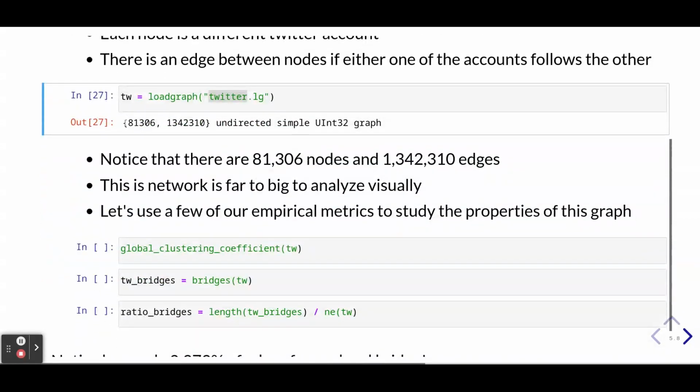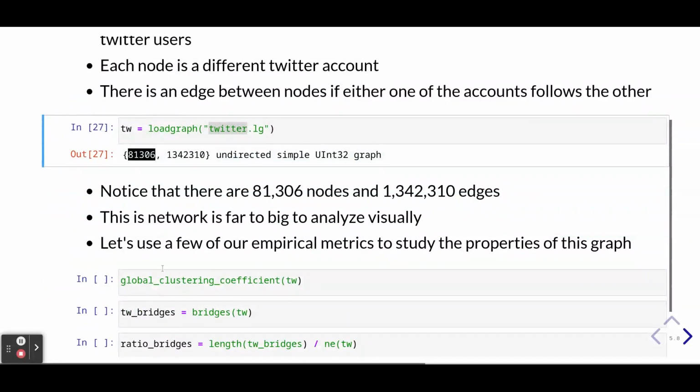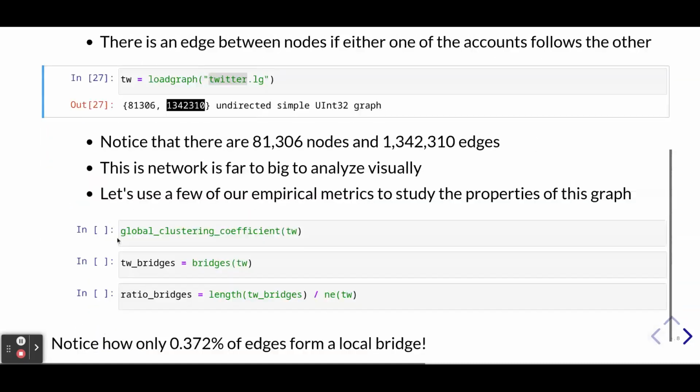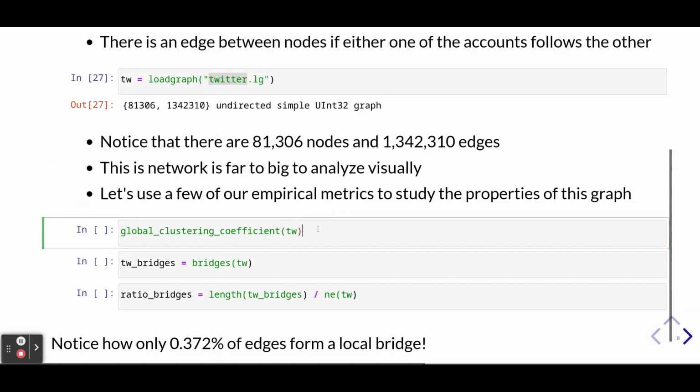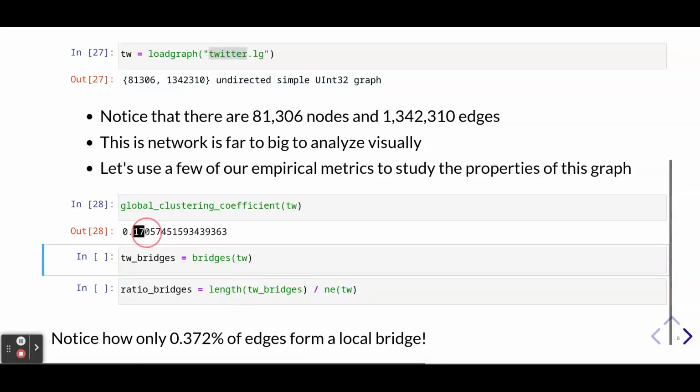Now, clearly, a graph with 81,000 nodes and over a million edges is far too big for us to do a comprehensive analysis using only visual techniques. So we're going to need to rely on some of the statistics we've been learning about. I'm going to look at the global clustering coefficient for the Twitter graph. It tells us that 17% of the triangles in our graph are closed.